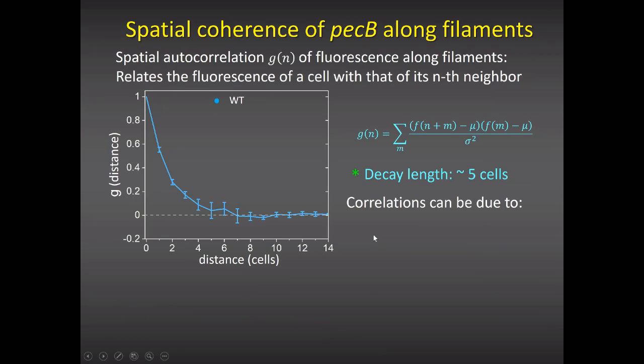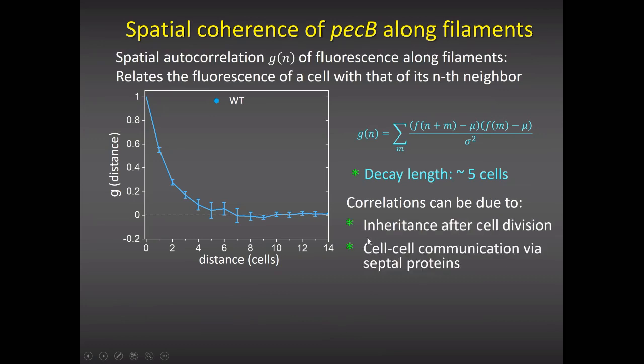So this correlation can be due to the inheritance after cell division or due to cell-cell communication via septal proteins. In Anabaena, it was published that septal proteins such as FraC and D may transfer small sugars and metabolites, but not core clock components. And therefore, we developed a strain in which we deleted this septal protein.